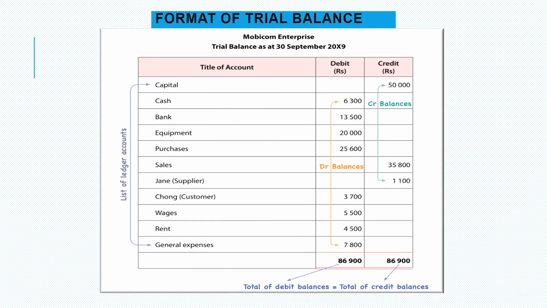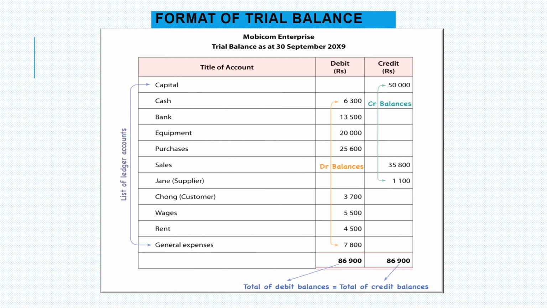In the debit column, the accounts which have debit balances, for example, cash, bank, purchases, wages, and rent, the respective amount is recorded. On the other hand, in the credit column, the accounts which have credit balances, for example, capital, sales, gain, their respective amount is recorded.